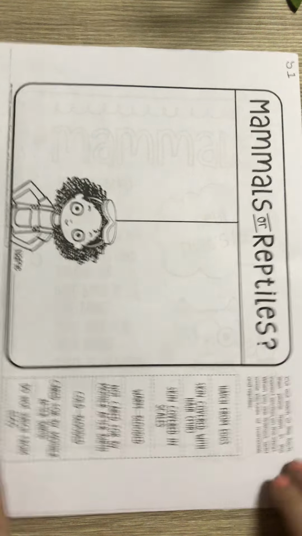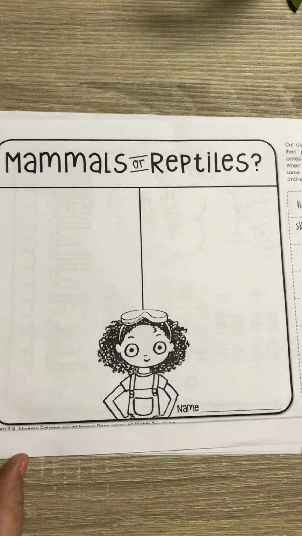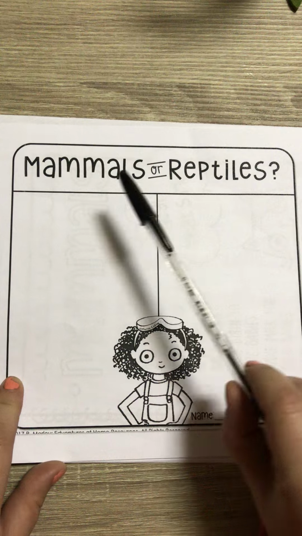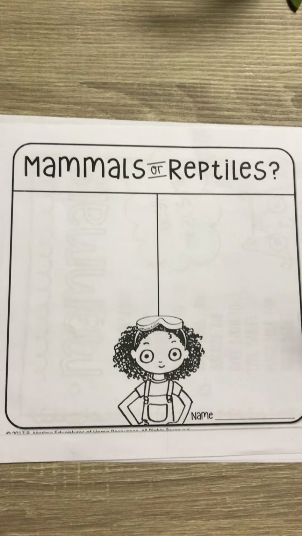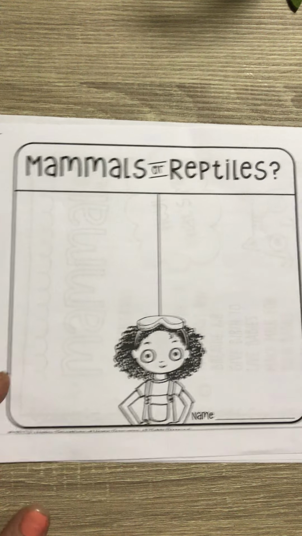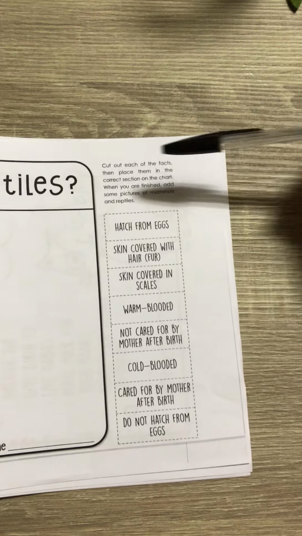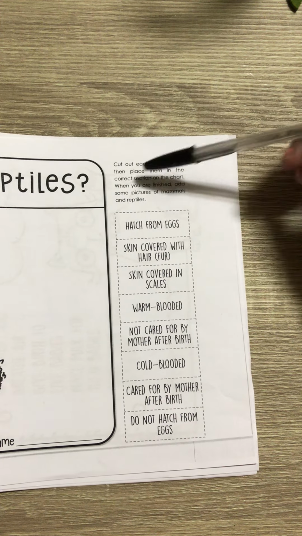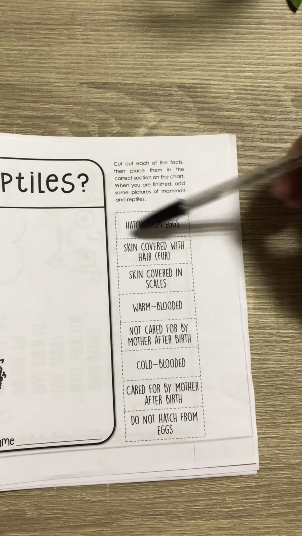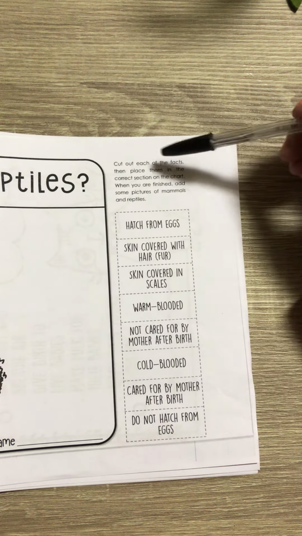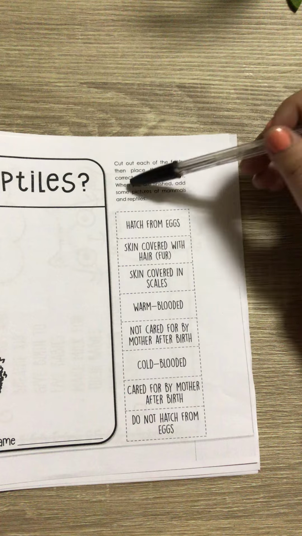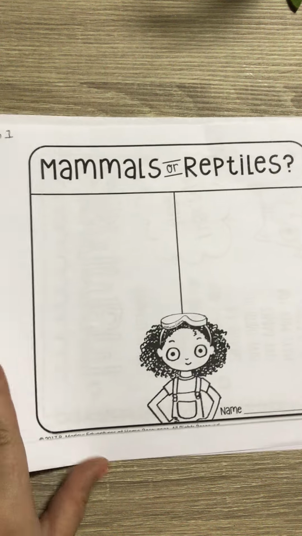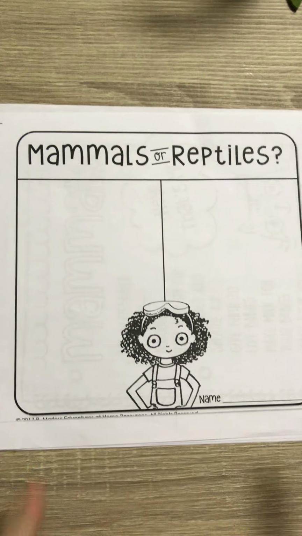On the first one, I'm going to turn it this way, but you will be able to see everything. It says mammals or reptiles. You are obviously just going to have to divide. They say, cut out each of the facts, then place them in the correct section on the chart. So you are going to cut out the fact and say whether it's mammal or reptile. When you are finished, add some pictures of mammals and reptiles. You do not have to do that. You can maybe draw me 1 picture of a mammal and 1 picture of a reptile.